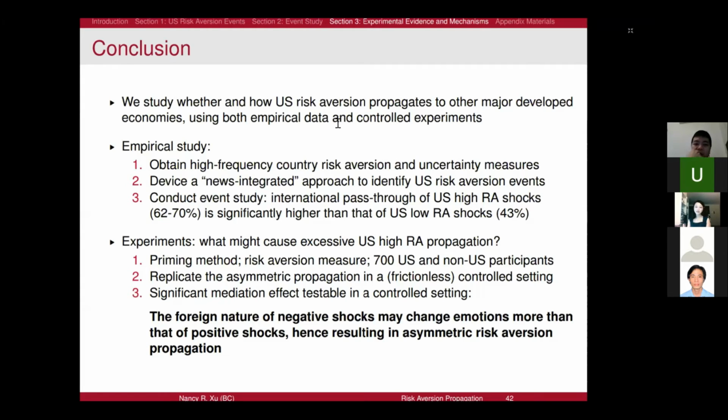And in experiments, we are able to replicate this excessive US high risk aversion propagation. We tested across some mechanisms, and we found that the foreign nature of negative shocks may change emotions more than that of positive shocks, and therefore drive this asymmetric risk aversion. Of course, that's not the only explanation. I think there may be other fundamental reasons that we can potentially test and capture, right?